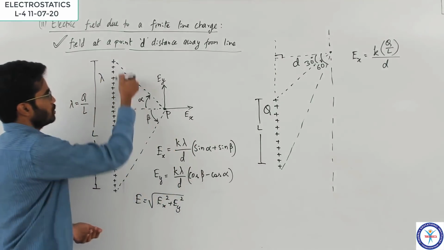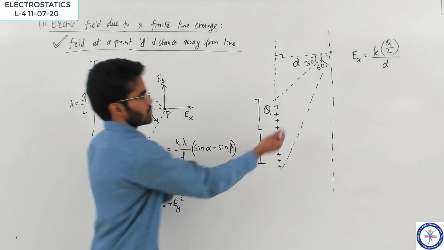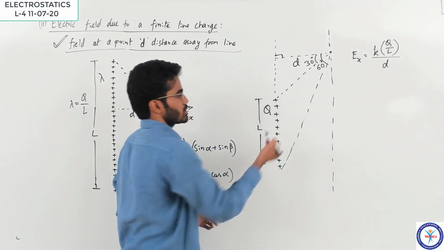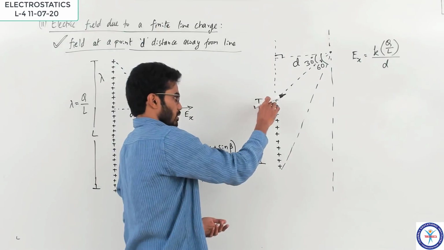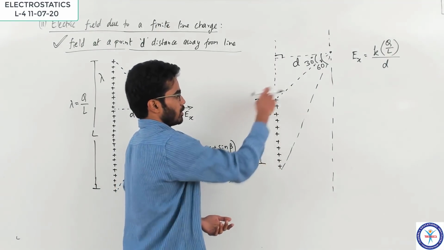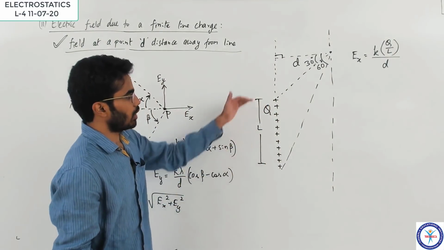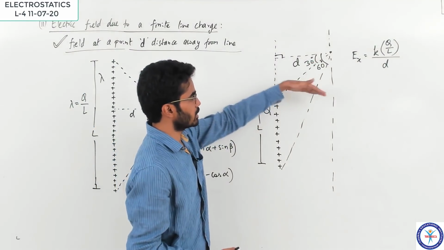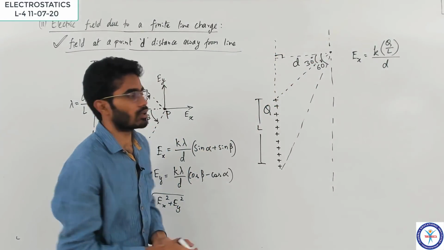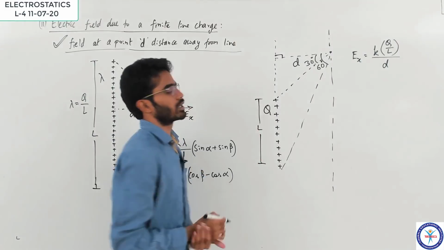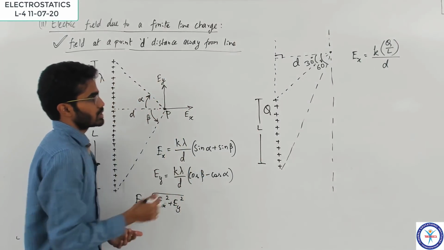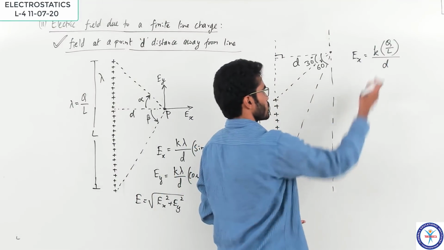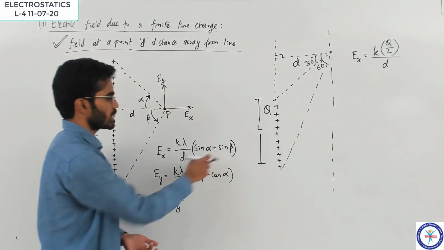If the point is lying between the line charge distribution, somewhere here, we can draw the distance easily. But because the point we considered is away from the charge distribution, I use the dotted line to find the perpendicular distance. So anyway, k lambda by d. What is the distance here? It is given as d, so I have substituted d. Now sine alpha plus sine beta.